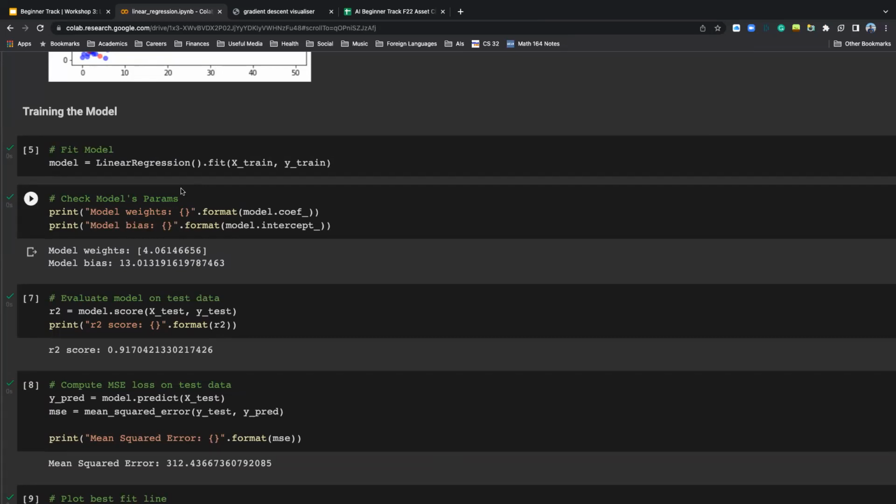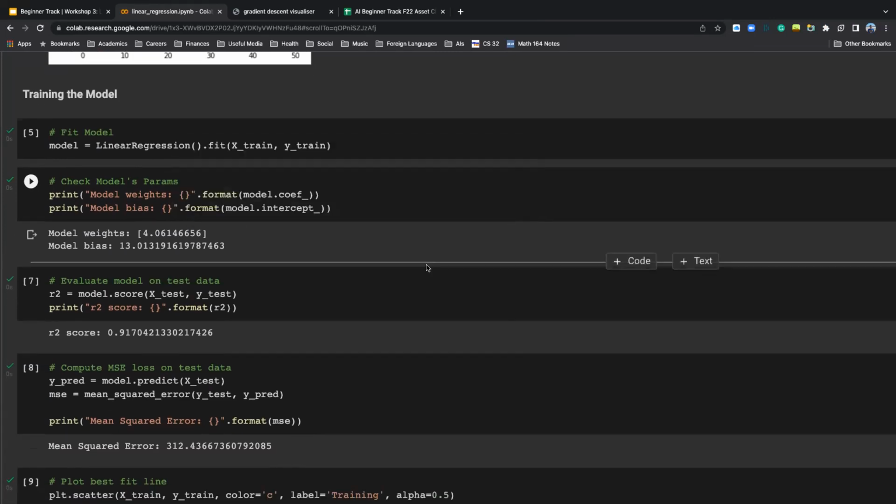Does it use the mean squared error to retrain the model? Yes, it keeps running over and over. You will see that in a future workshop, the gradient descent workshop. There'd be a lot of trial and error.